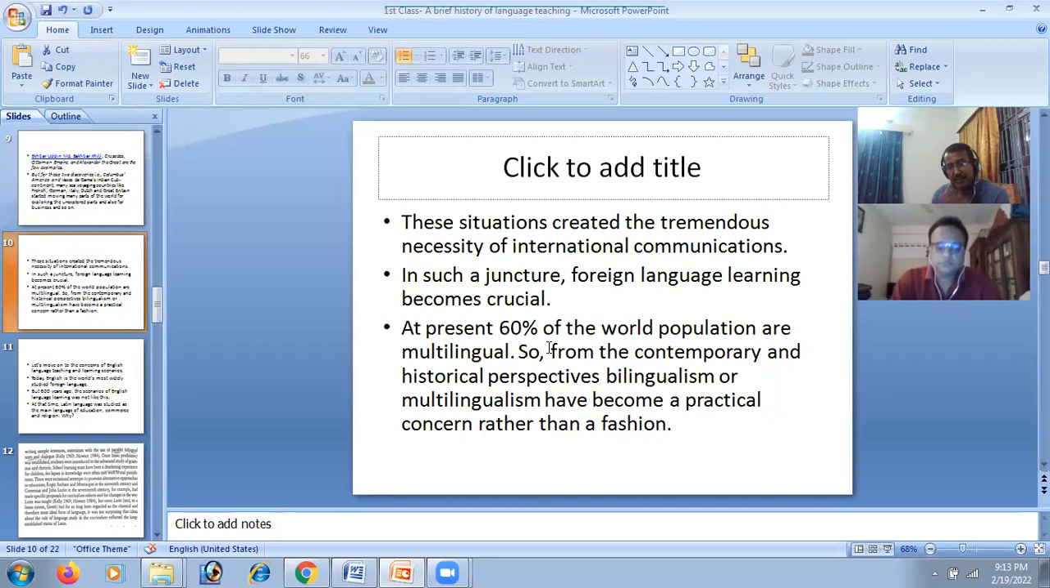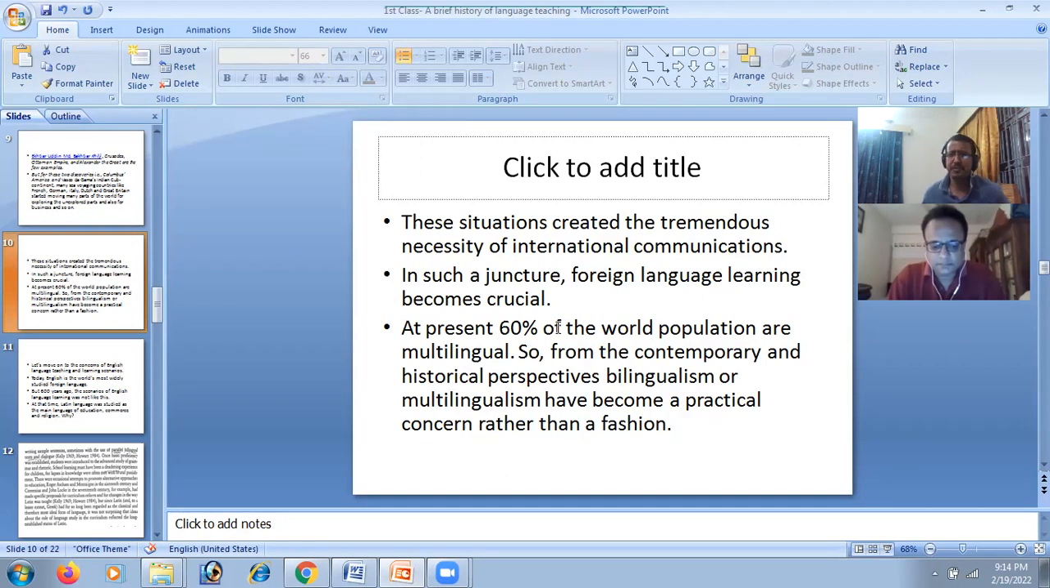And in this way, the English language came up, and that was the early stage of the 16th century or the ending portion of the 16th century. And now let's see the percentage: 60% of the world population are multilingual nowadays. From the contemporary and the historical perspectives, bilingualism and multilingualism have become a practical concept. It's not a fashion nowadays. It is not that I know many languages as a fashion. No, it is for necessity.